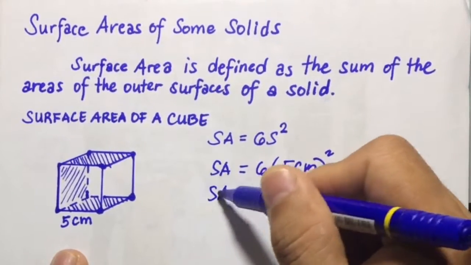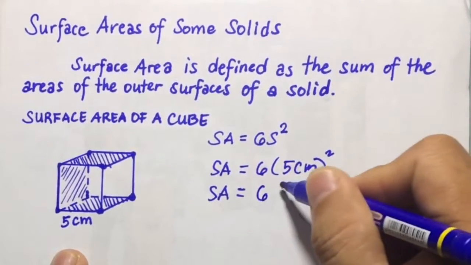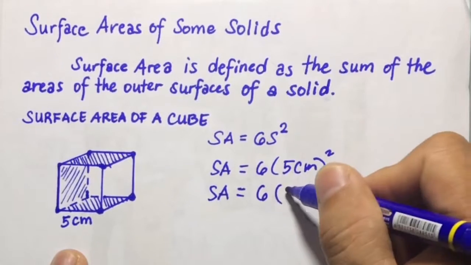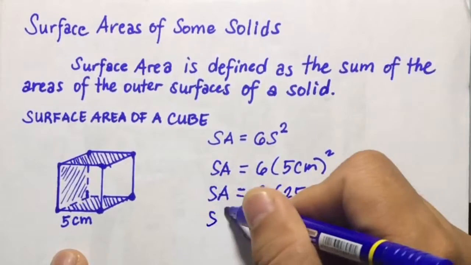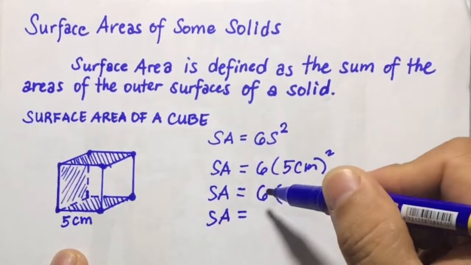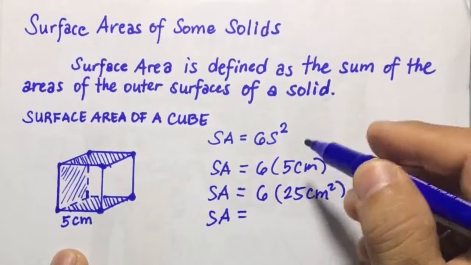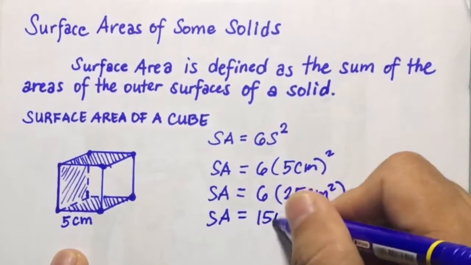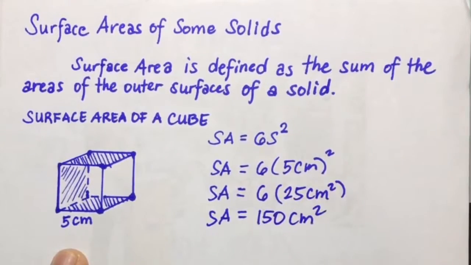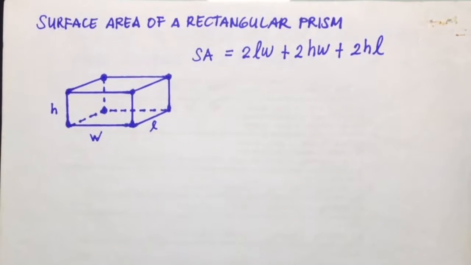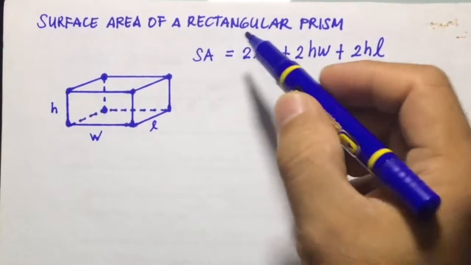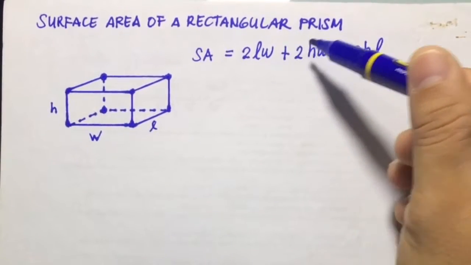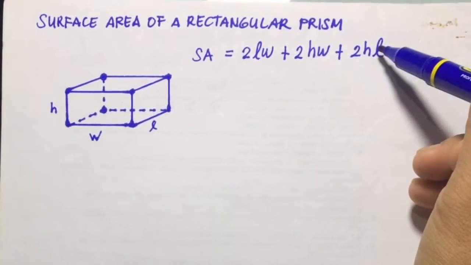Then, we're going to have here SA equals 6 times 5 centimeters squared, which is 25 centimeters squared. Then we're going to have surface area equals 6 times 25, that will be 150 cm squared. The next one is the surface area of a rectangular prism. So it is given by SA equals 2LW plus 2HW plus 2HL.